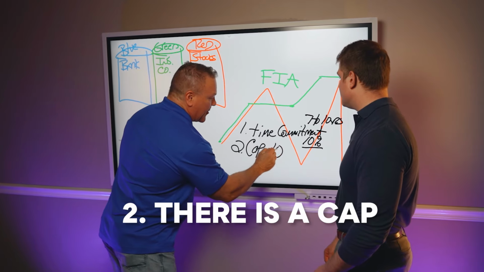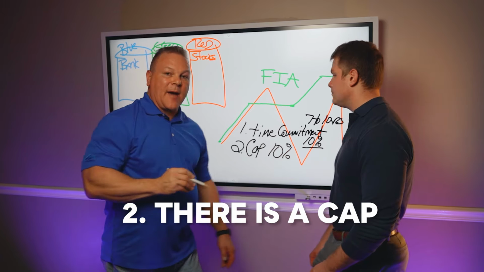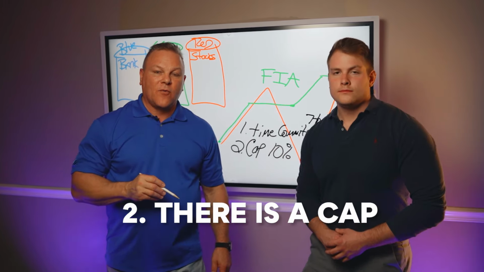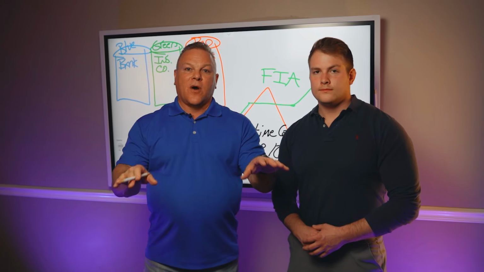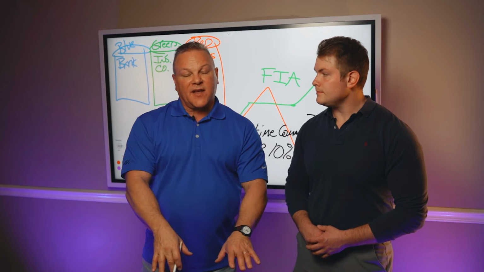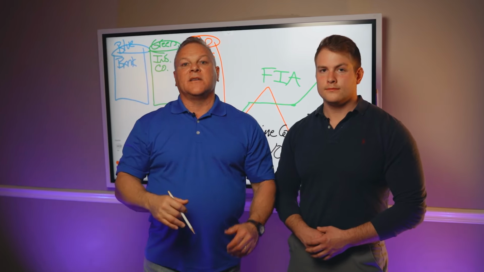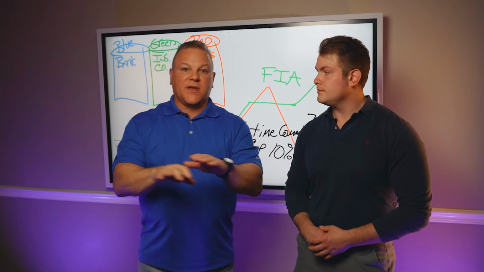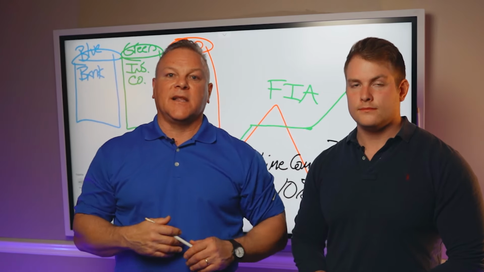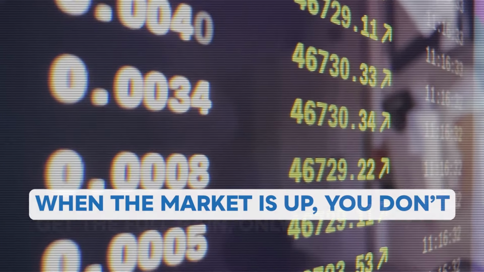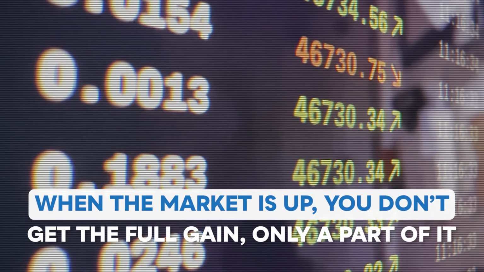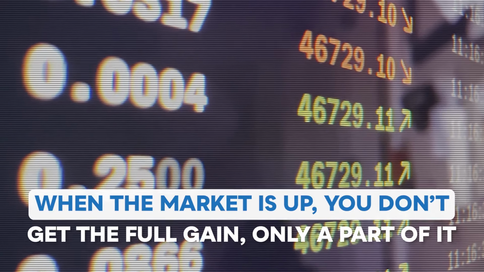The second trade-off is there is a cap. Let's say your cap is 10%. Let me tell you how that works. Just like where you are or where I am right here, there is a floor, there is a ceiling. So your floor in this account is 0. You can never lose money. There is a ceiling on how much you earn. So when the market goes up, you're not necessarily going to get the full gain of the market. You'll get part of it.